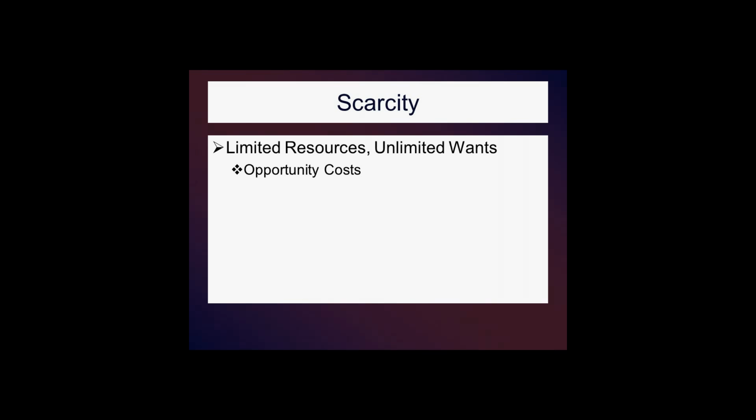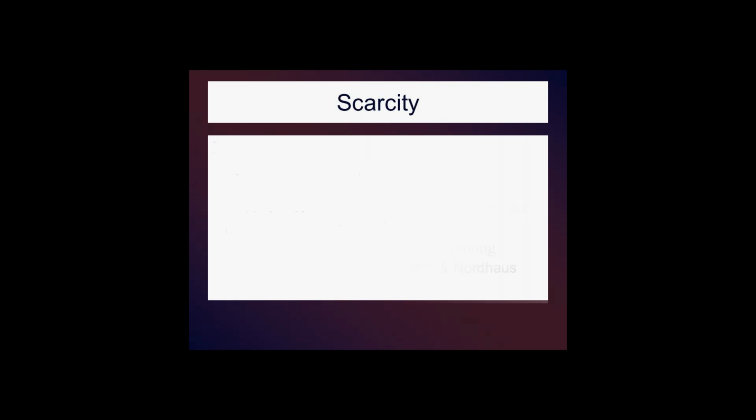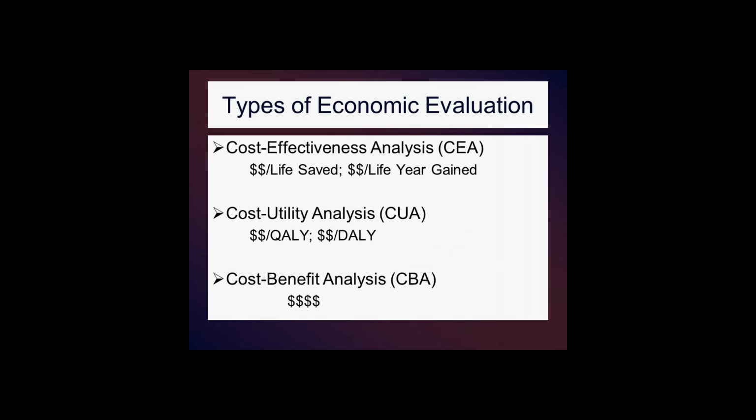But typically, opportunity cost means we're giving something up. We're using something that's discrete and finite and giving up the opportunity to do something else. So we've got the Samuelson and Nordhaus definition: economics is the study of how societies use scarce resources to produce valuable quantities and distribute them among different people. Or, you can't always get what you want. Jagger learned that in school. He didn't graduate, but he did okay.